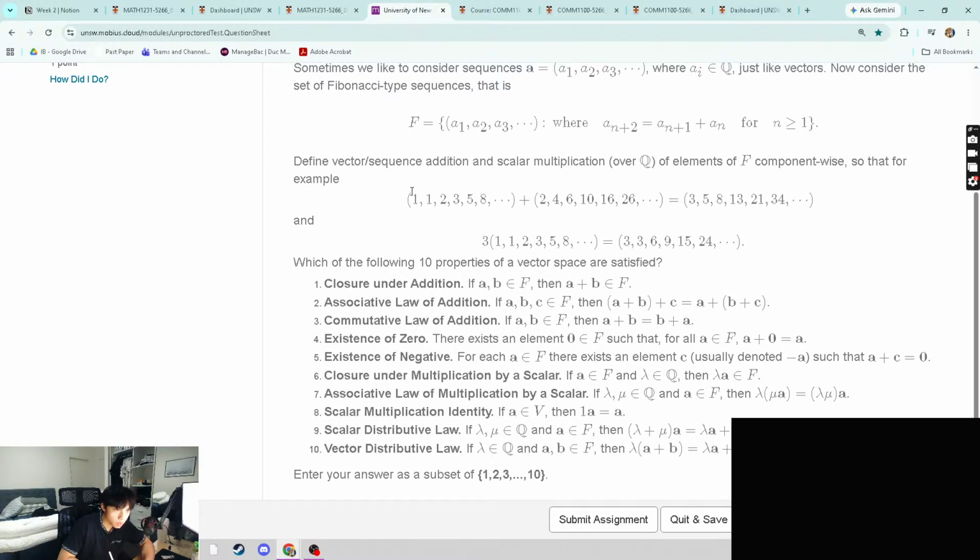So consider a set F contains a set of elements A1, A2, A3, such that a_(n+2) is equal to a_(n+1) plus a_n. Okay. It looks like a lot of things are satisfied.